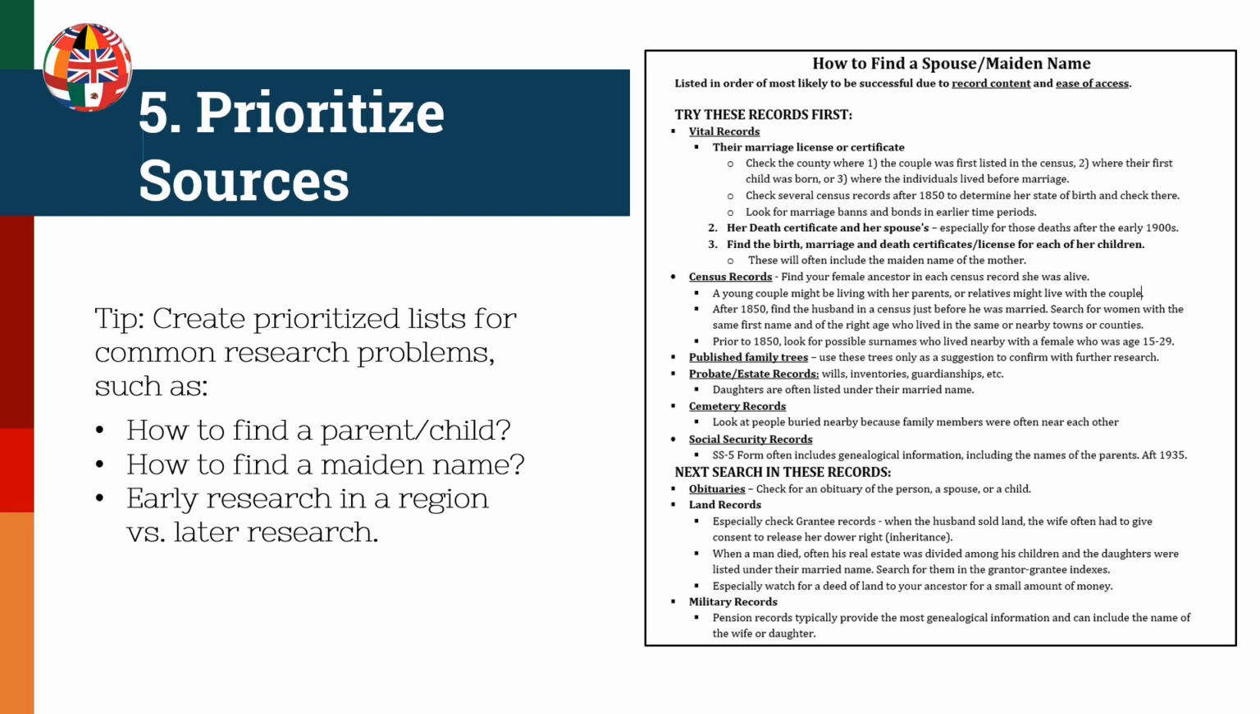Many of the research questions we come across as researchers are common ones, such as how to find a parent or how to identify a maiden name. So one tip would be to create prioritized lists for the common research problems. You could even include one on how to perform early research in a region versus later research.